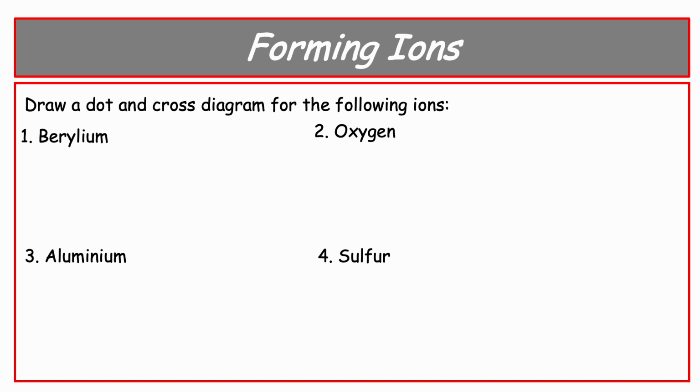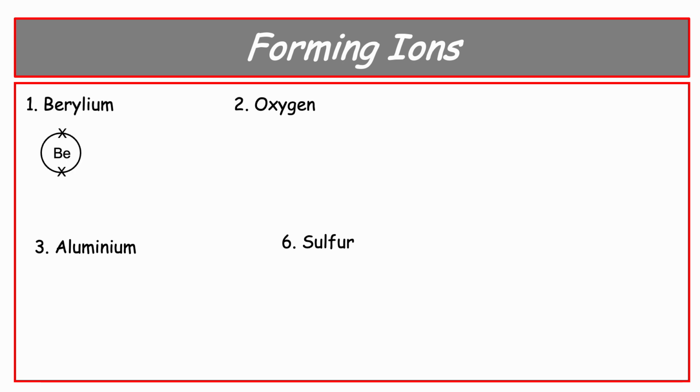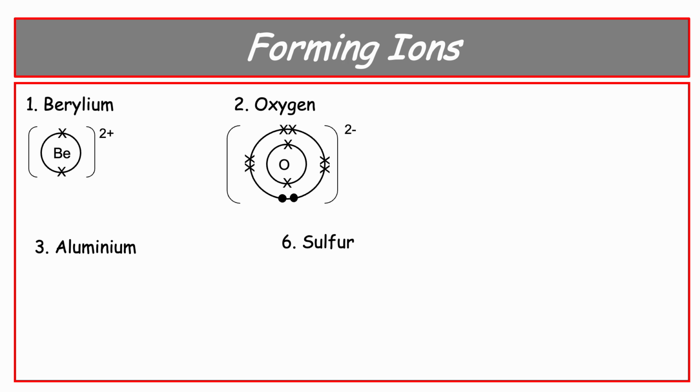Okay, so hopefully you've been able to identify that beryllium has got 4 electrons, 2 in the first shell, 2 in the second shell. In order to gain a full outer shell, it's going to lose 2 electrons and form a 2+ ion. Oxygen has 8 electrons, 2 in the first shell and 6 in the second shell. In order to gain a full outer shell, oxygen will gain 2 electrons, which I'm going to draw using dots, which means it will have a charge of -2 because it's gained 2 negative particles.